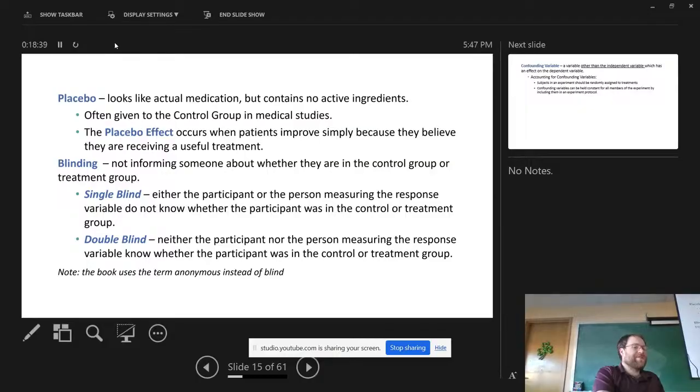If you're reading the textbook, you might see the term anonymous instead of blind. So basically, single is anonymous at the participant level. Double anonymous means anonymous everywhere.